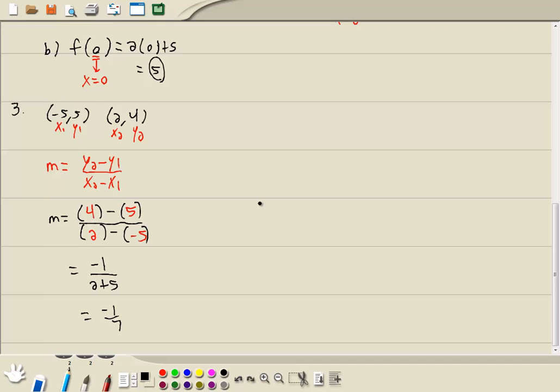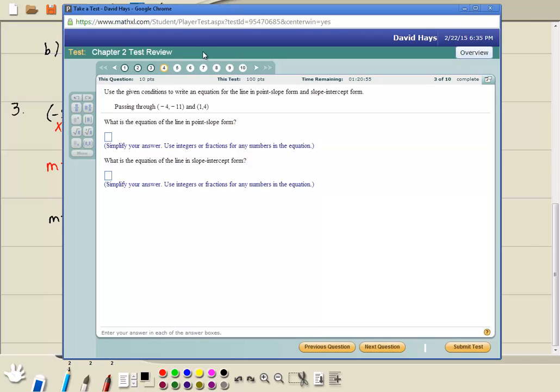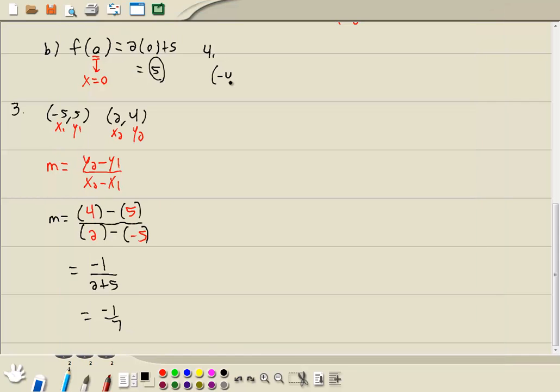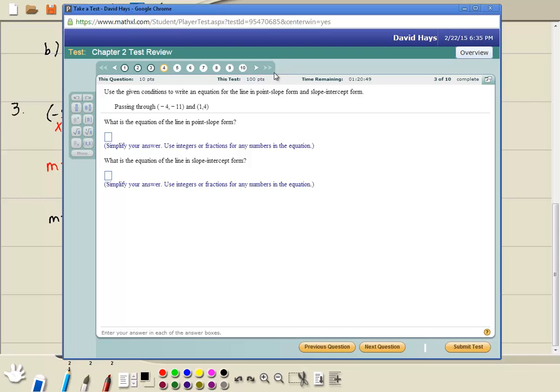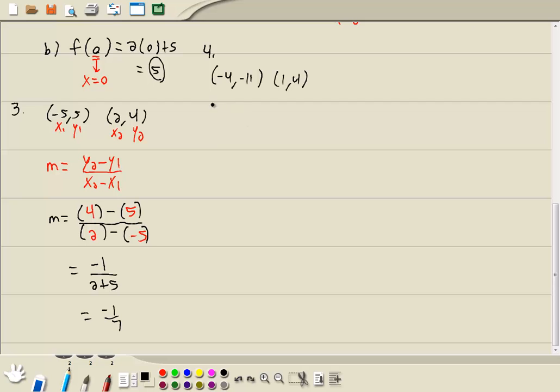Problem number 4. Got negative 4, negative 11, and 1, 4. And use the given conditions to write an equation for each line in point slope form and slope intercept form. Okay. I don't really like point slope form, but I'll go ahead and give it to you here. First off, we need m. So same formula as here. This is our x1, y1. This is our x2, y2. Our formula, I won't write it down again, but it's right here.